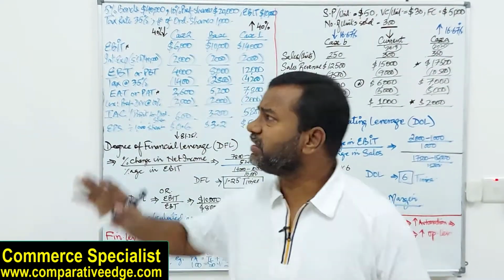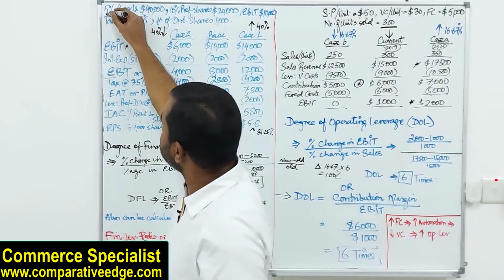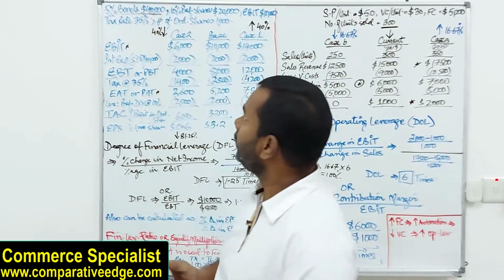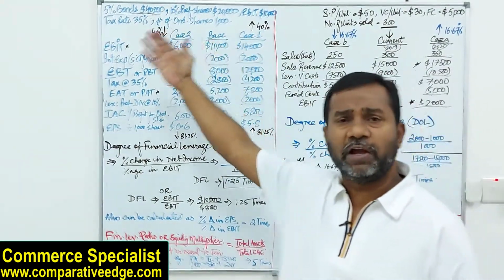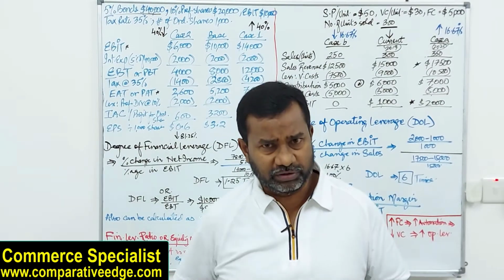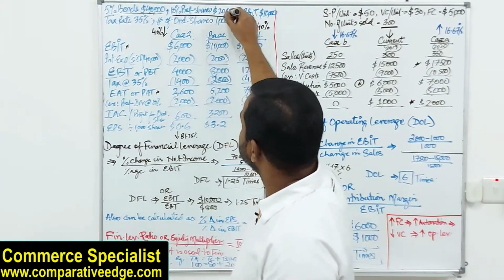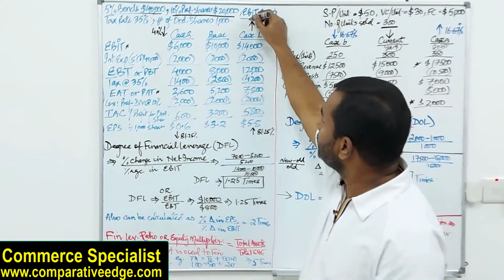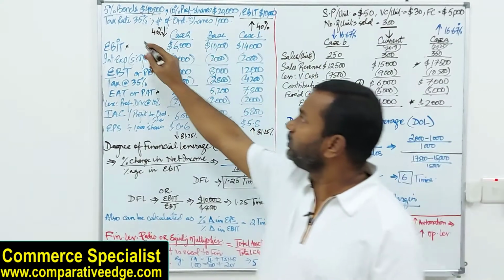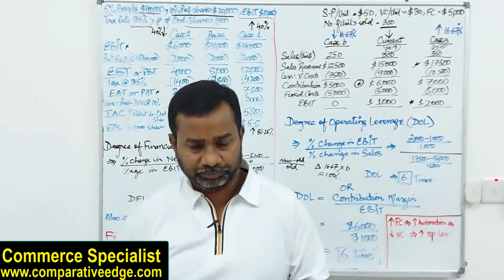So ladies and gentlemen, in this example, I've assumed something. I've assumed the company has 5% bonds, which is 40,000. Obviously, the amount of bonds, the long-term debt, is 40,000. 5% on that would be the interest on bonds. I've also assumed that the company has 10% preference shares, which is 20,000. EBIT, I'm assuming at the moment, is 10,000. Tax rate of 35%, and number of ordinary shares outstanding is 1,000.